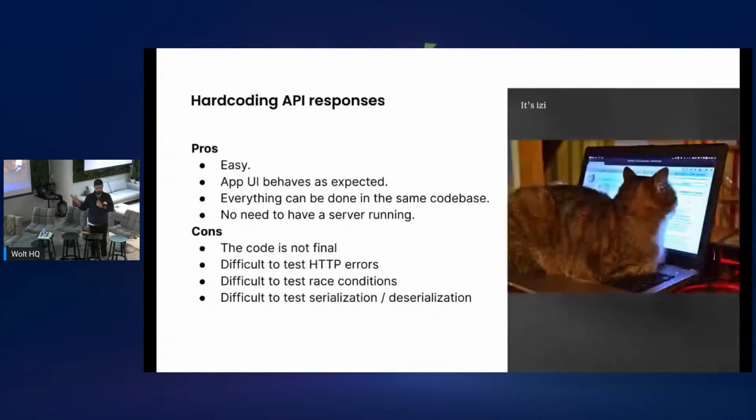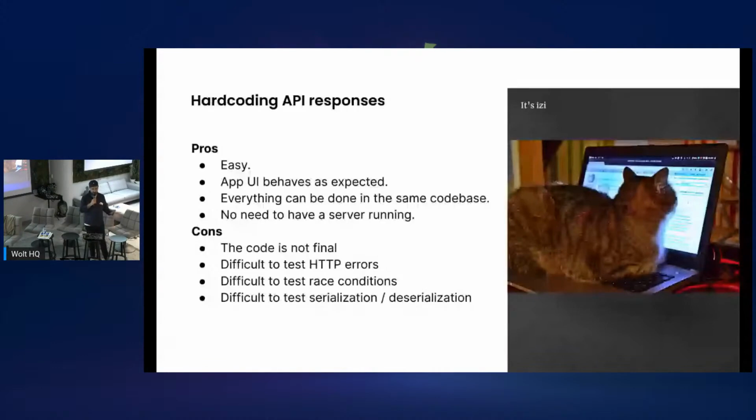If you look at the options, the easiest thing to do is to just hard code the API responses into the widgets and then just paint the UI. Well, it's easy. The app UI behaves as expected, and everything can be done in the same code base, which is nice. You just write Dart, and everything is in the same project. The cons of this are that the code is not final, especially you don't have serialization and then deserialization of that part of the code.